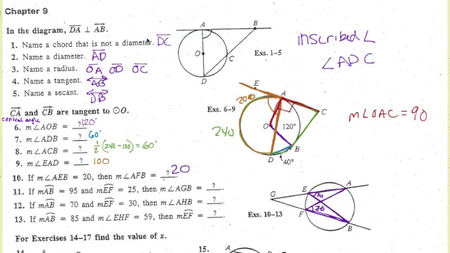How big would that arc be? 40. An inscribed angle is half as big as its arc. So if this inscribed angle at E is 20, the arc would be 40. And if we bring that back to a different one at F, it's still going to be half of that arc.